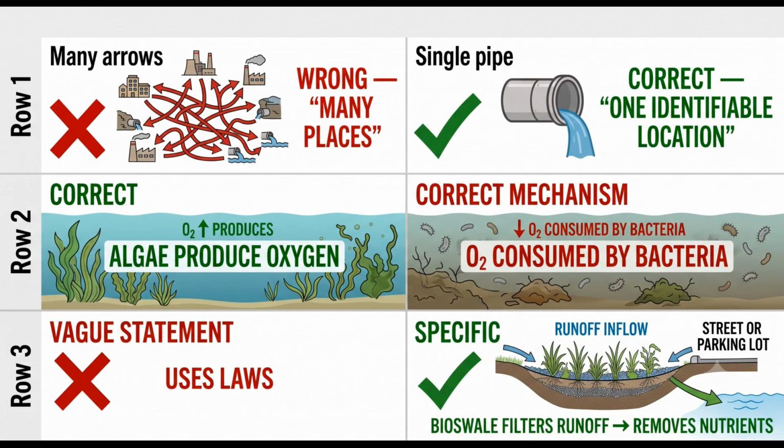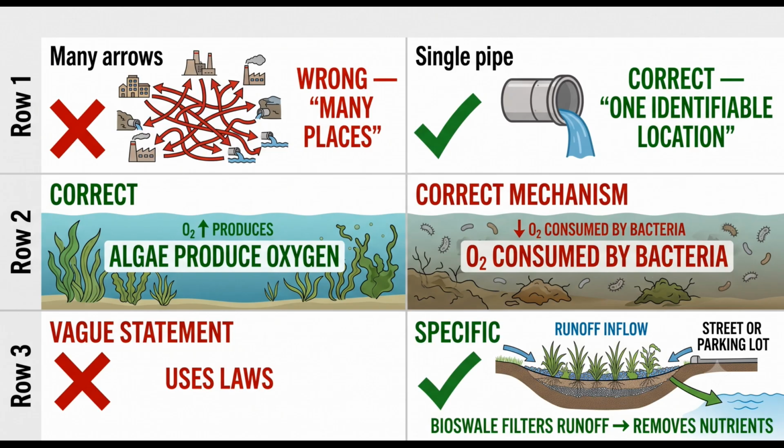3 mistakes cost students the most marks on this topic. Know them before we start. Mistake 1. Defining point source pollution as pollution that comes from many places. Point source means one single, identifiable location, a specific pipe, an outlet, a known source. It is non-point source that comes from many diffuse locations.